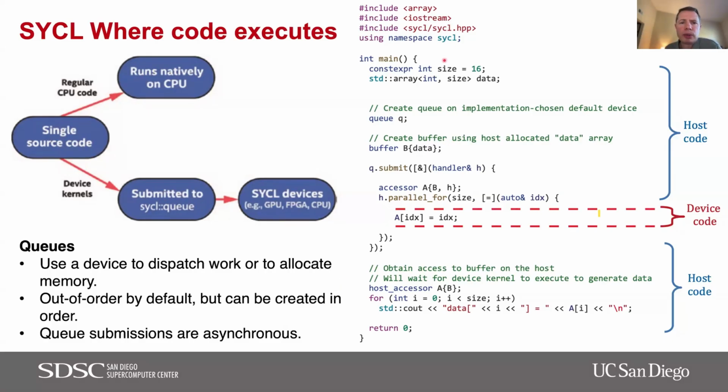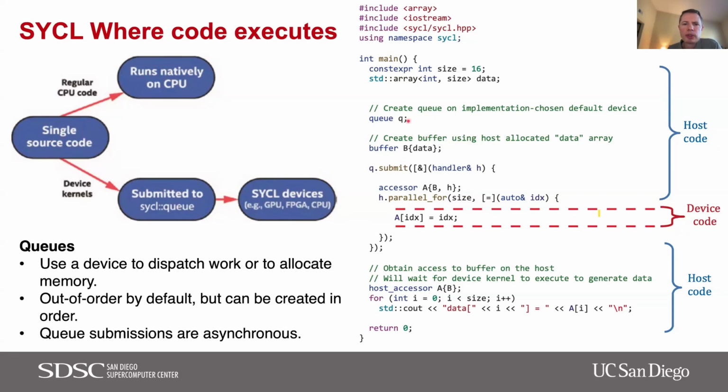And here's a simple example on the right, which is the device code, and everything else is host code, right? And the important pieces that we see here again: we include the SYCL HPP header files, and we create a queue. In this case, it's an implementation chosen default queue. So if we don't tell it where to run, then there's a default queue that's being picked. If you only have a CPU in your system, it's going to run on the CPU.